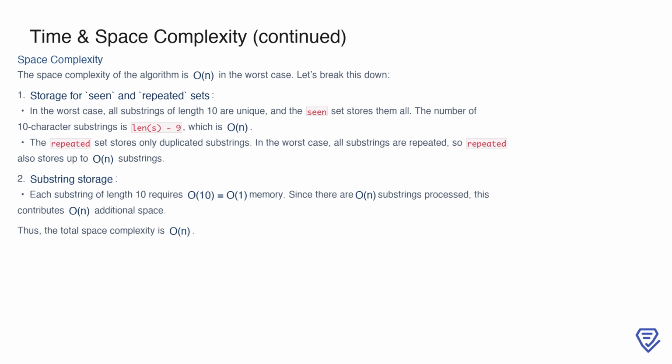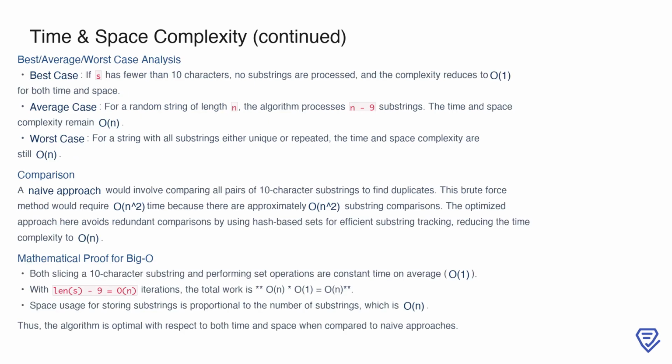Additionally, each substring of length 10 requires O(10) memory, which simplifies to O(1), but since there are O(n) substrings processed, this contributes an additional O(n) to the total space usage. When we combine these factors, the overall space complexity remains O(n). Finally, let's analyze the algorithm across different cases. In the best case, if the input string s has fewer than 10 characters, no substrings are processed, and both the time and space complexity reduce to O(1).